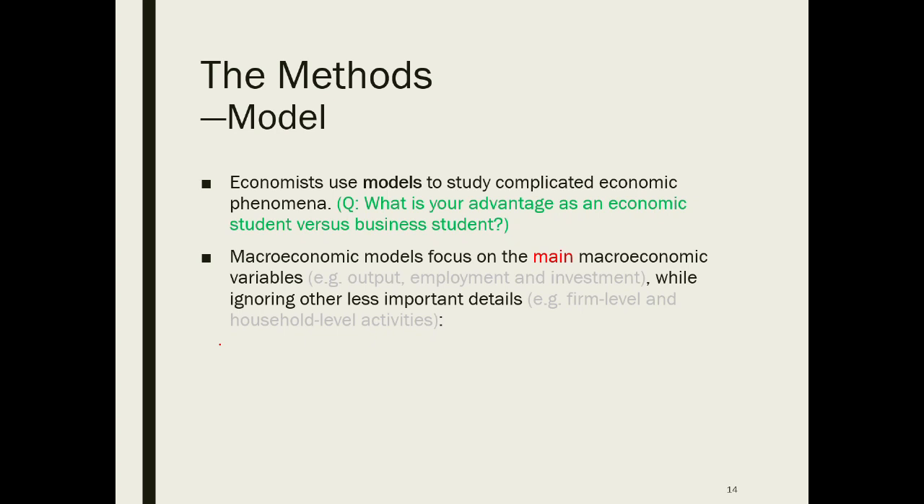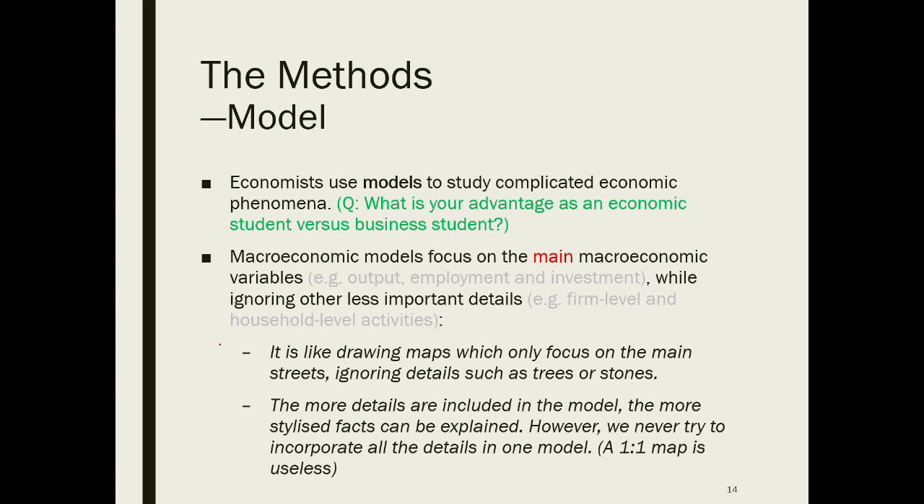It is like drawing maps, where you usually focus on the streets while ignoring the trees or stones on the street. If you include more details, then the model should explain more stylized facts of business cycles. However, we never try to explain everything in one model because a one-to-one map is useless. Remember, we are modelers, not painters. The purpose of modeling is to be informative, not resembling.